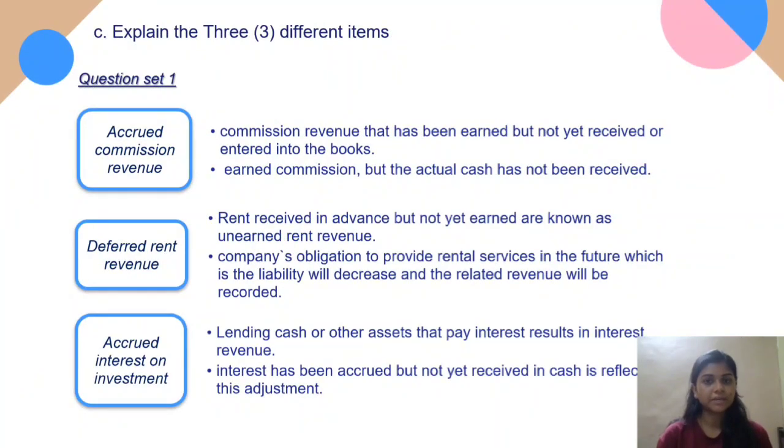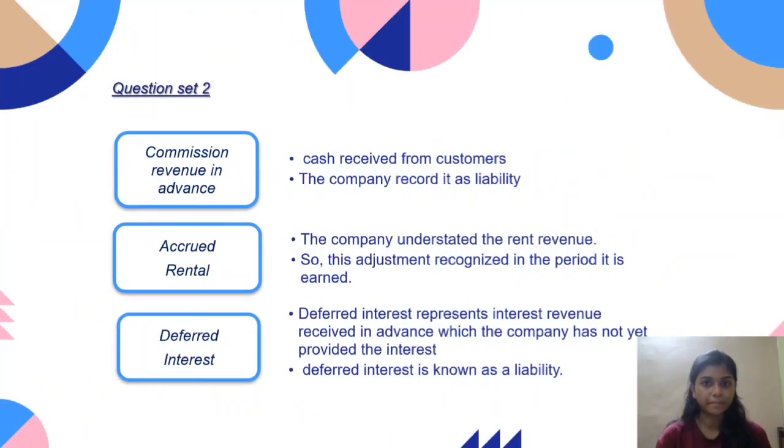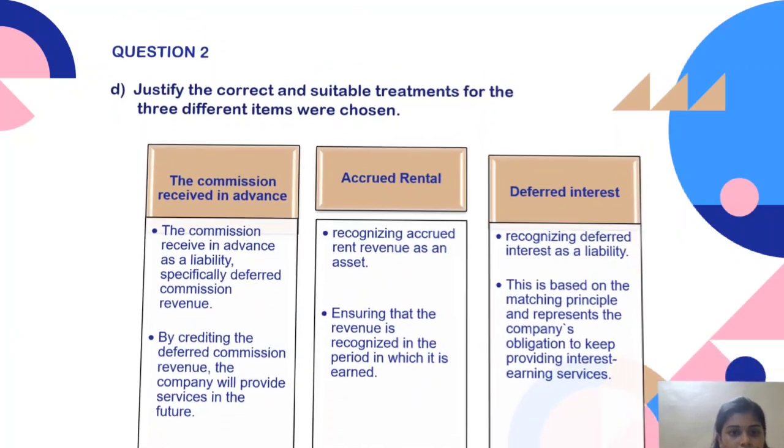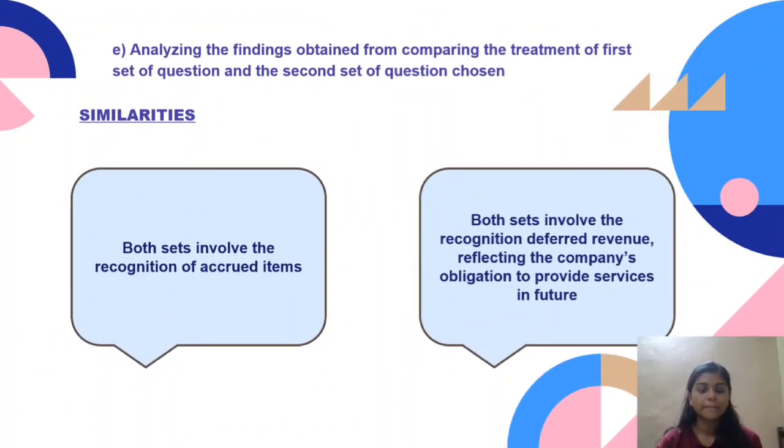We would like to skip parts C and D as we already explained them earlier. We will move on to part E. Part E is about analyzing the findings obtained from comparing the treatment of the first set of questions and the second set of questions. So we have to find the similarities and differences between both sets of questions. As for similarities, we can say both sets involve accrued and deferred items.